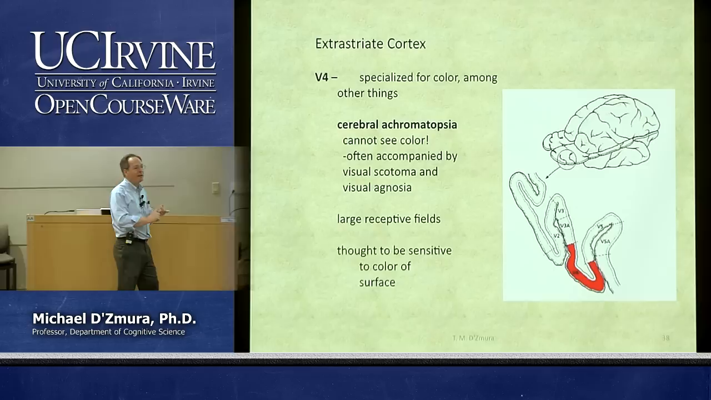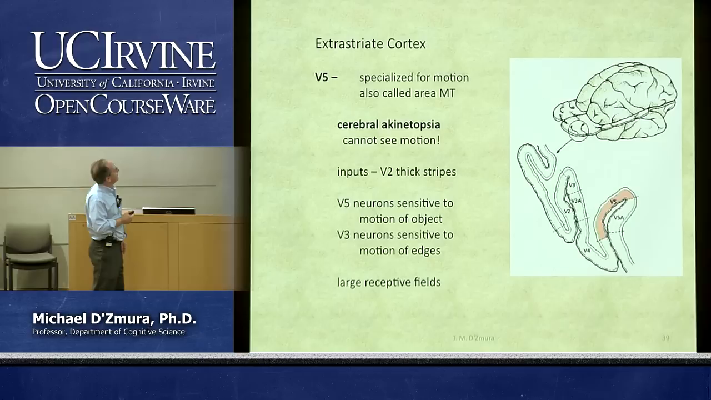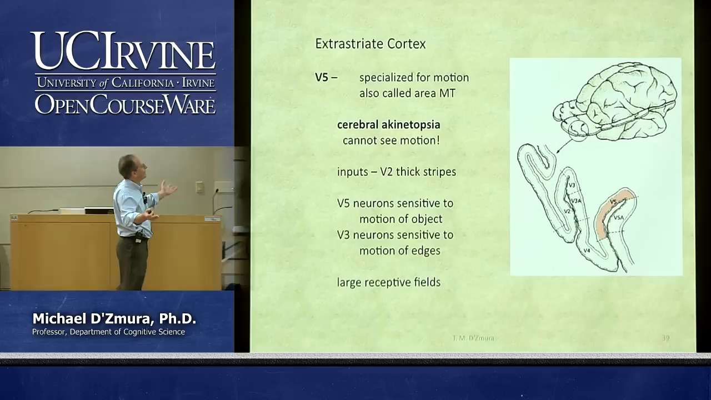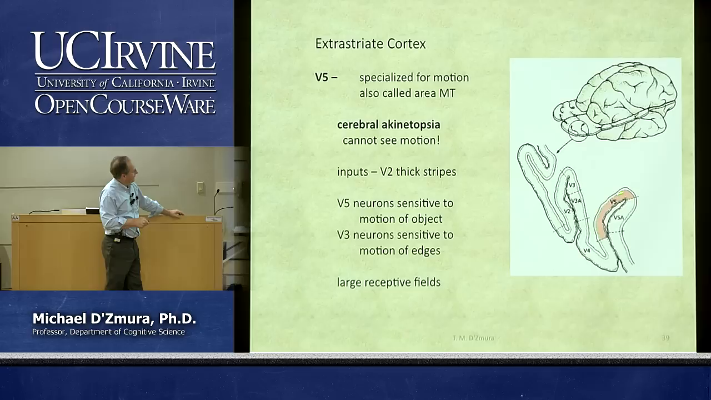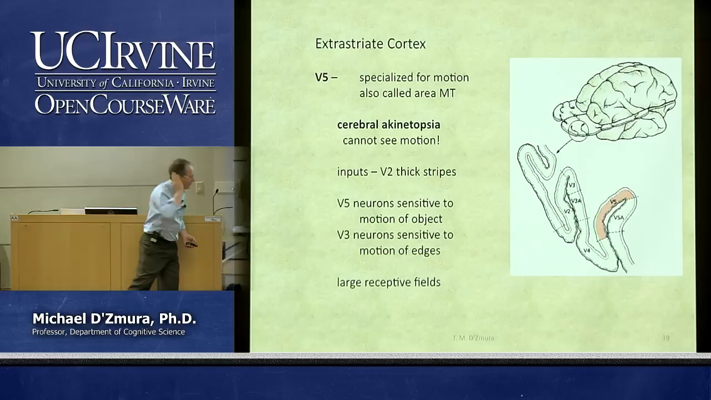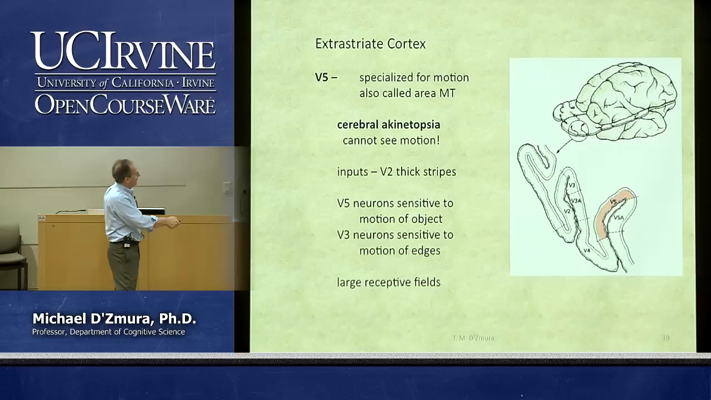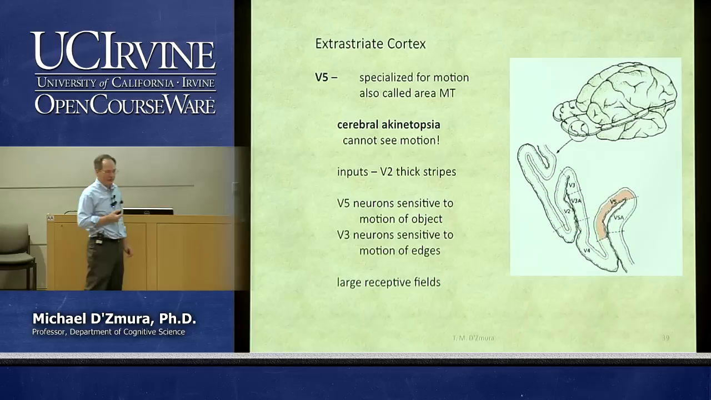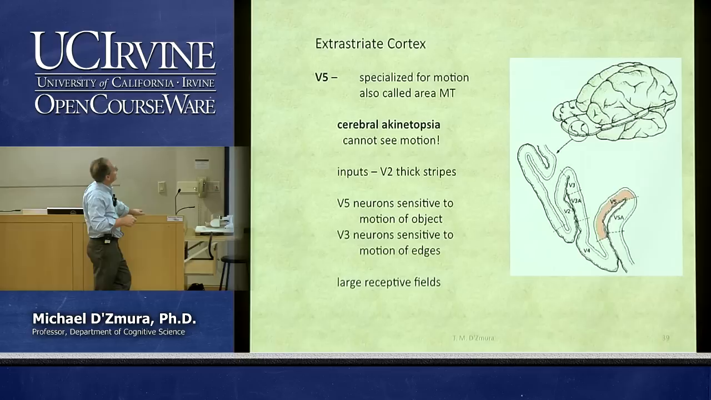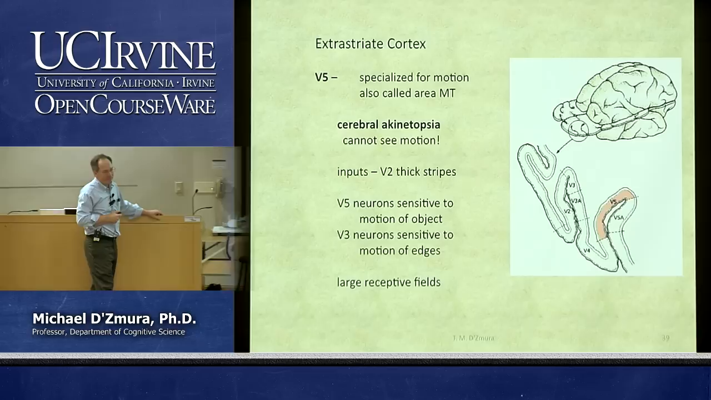Now let's see. V5 is also called MT, or human MT for humans. And it's a little bit tougher to damage V5 in the way you can V4. You can see V4 is actually on the outer surface of the cortex, so it's a little bit more prone to damage. MT is now tucked inside one of these folds here, so it's a little bit tougher to get systematic damage to MT or V5. But somebody who does suffer from such damage is unable to see motion. And that condition is known as cerebral akinetopsia.